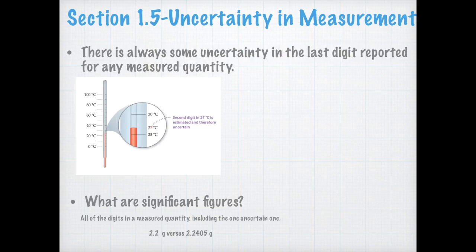And so a significant figure is simply all the digits in the measured quantity in addition to the uncertain one. So for example, 27 has 2 significant figures. So if you compare 2.2 grams versus 2.405 grams, 2.2 is a less precise number because it only has 2 significant figures, meaning I'm certain of the 2, that it's 2 grams, but I'm estimating the second 2 in the 10th place, while for 2.405, I am certain of the 2, the 4, the 0, and it is only the 5 that I am estimating, so it is much more precise.